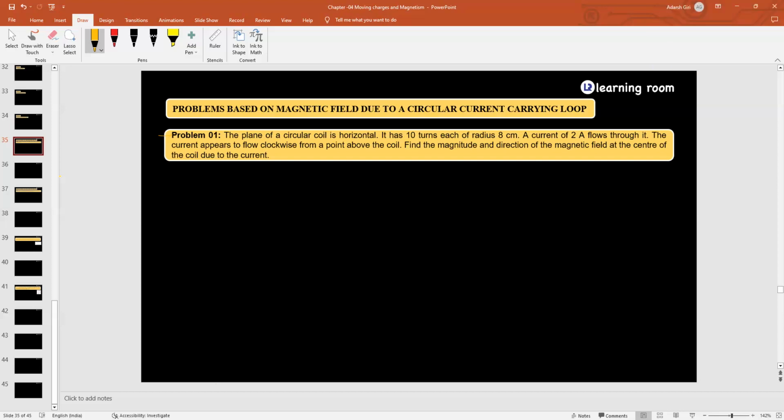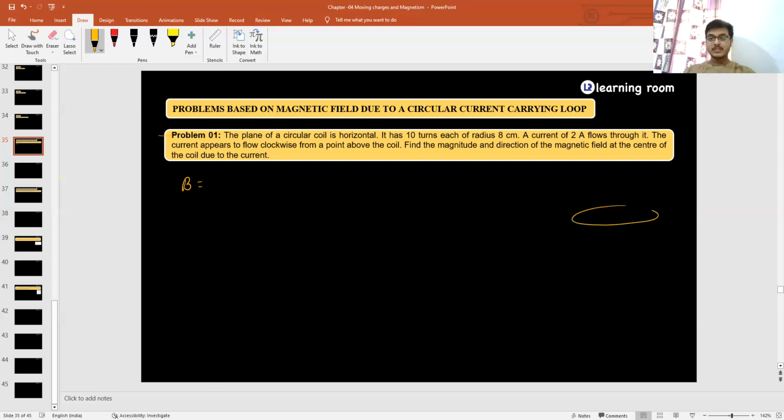Sir, can we take it like B is equal to mu naught I by 2R? Okay, yeah, that was good, because at the center of a current carrying circular coil, the magnetic field is this only. Let us say that this is an upward facing coil. The face that you are seeing, it is upward. From here you are facing it, right? This is the current I. I hope you understand this.